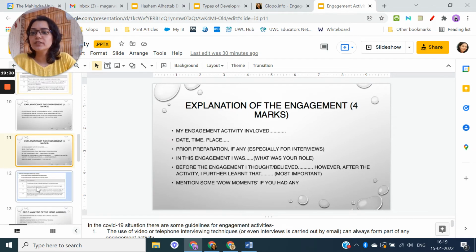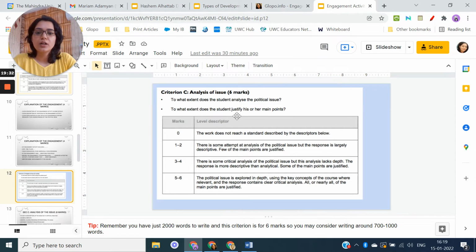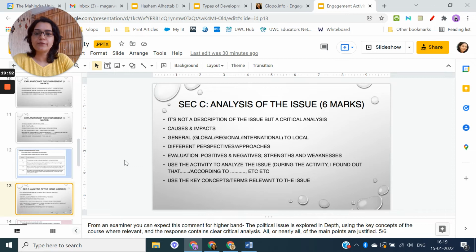Let's move further now to criterion C. All right, so what does Criterion C say? Criterion C is talking about the analysis of the issue. Now, in this analysis of the issue, you would be covering the why and how of the topic. In simpler words, as I have explained here, it's not a description of the issue but a critical analysis.